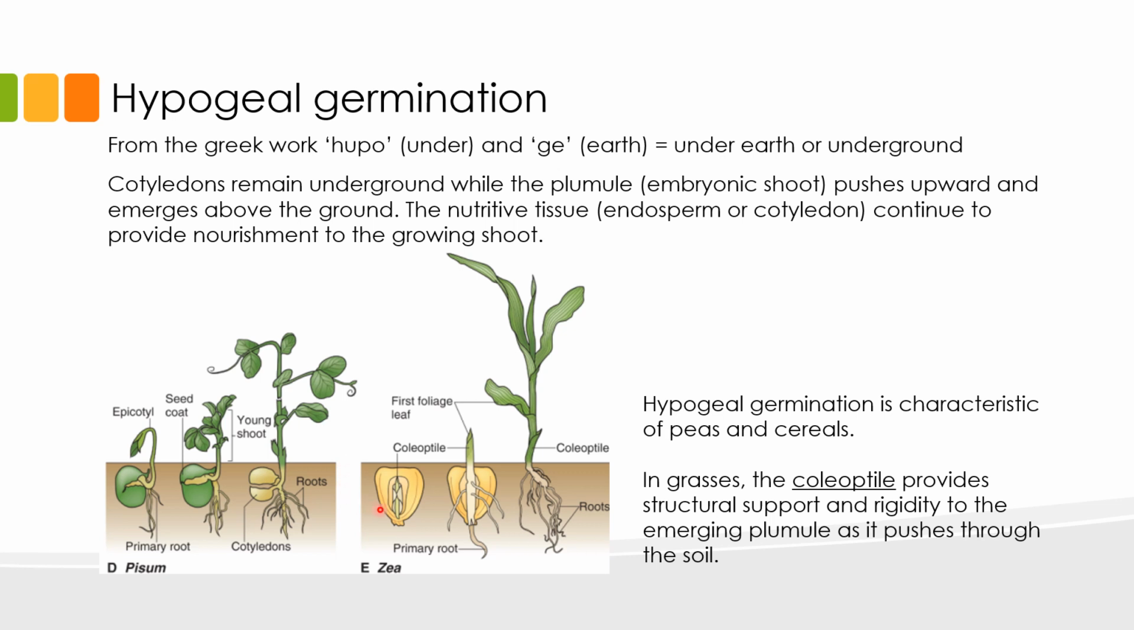As the seed establishes its roots in the second picture here, the shoot also breaks through the soil and it is protected by the coleoptile. The nutritive tissue in the form of endosperm remains underground, as you can see right here.